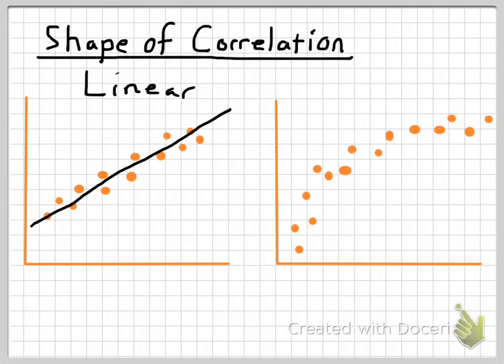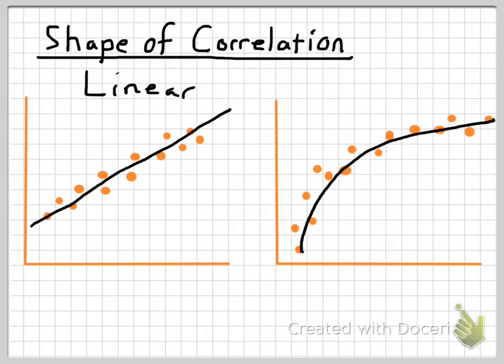Whereas if I were to try to draw the trend for the second set of data, it wouldn't be a straight line, it would be more of a curve like this, which based on your knowledge of graphs, you know that that could be, for instance, a logarithmic shape.